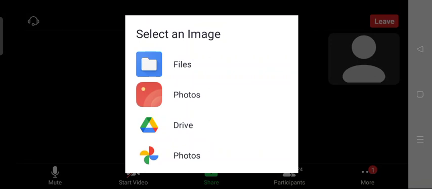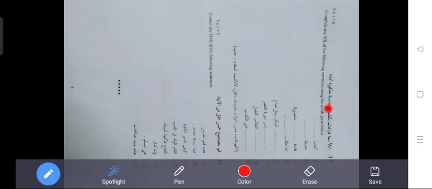Come to section 15. Here he is giving us the fill in the blanks. Okay. Section 15 and 16. In section 15, fill in the blanks will come from grammar section.